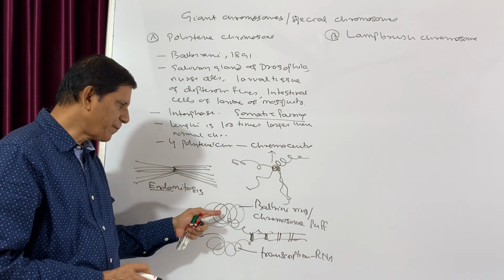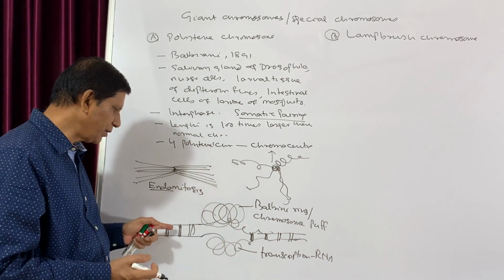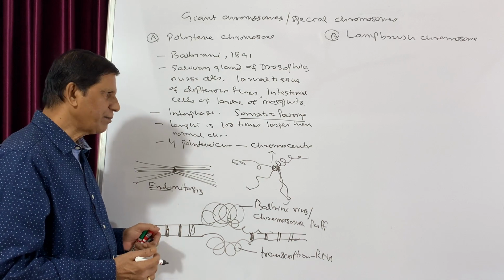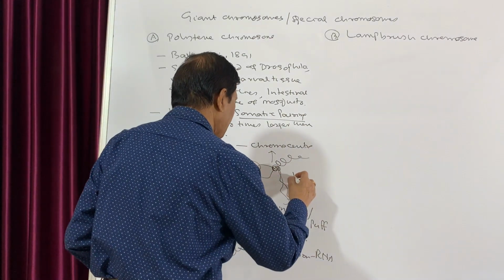And in this way chromosome puffs can also be artificially produced from these polytene chromosomes by inducing them, or giving the hormone ecdysone.